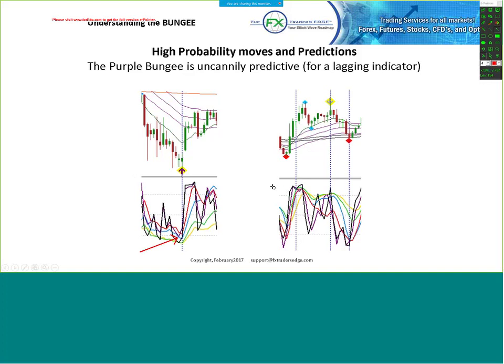Over here, the bungee turned down. That's this candle, the bungee turned down, anticipating this high and this move down. Uncannily predictive. And then for this high, the candle before is where the purple bungee turned over and turned down.